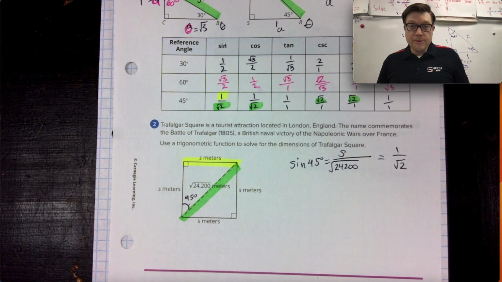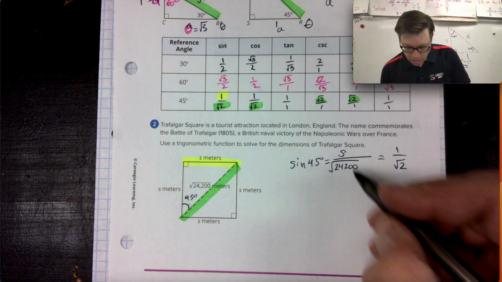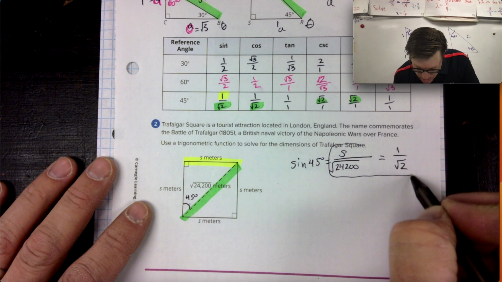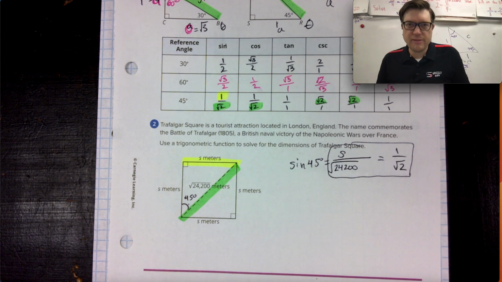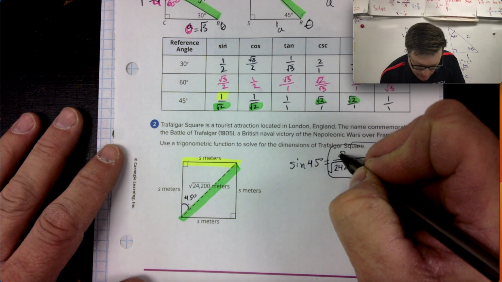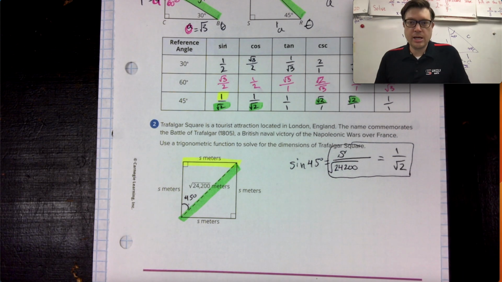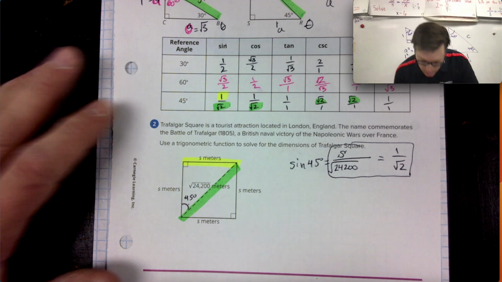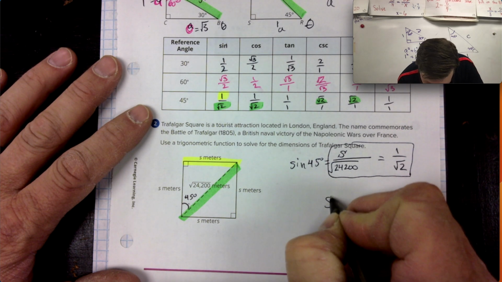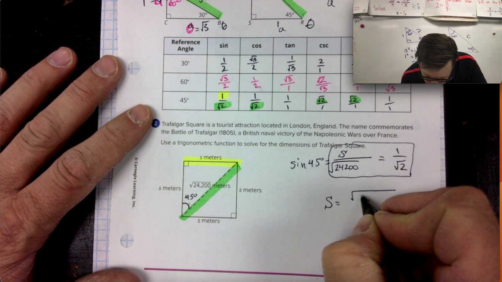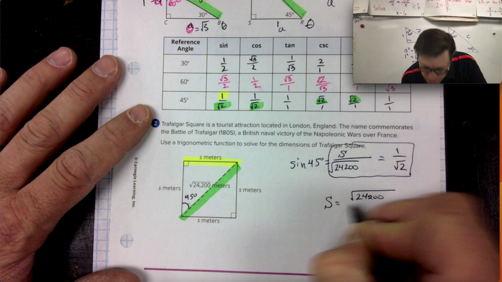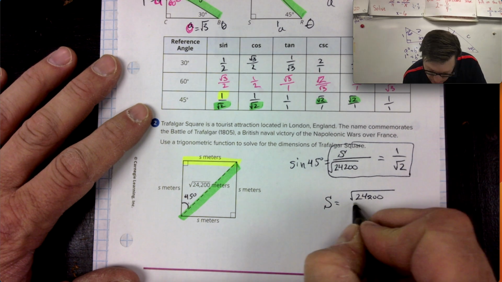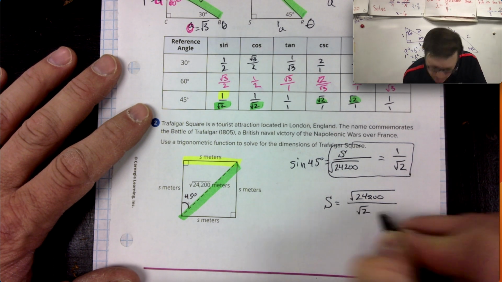So to solve for S, the side of the square, we just need to solve this proportion to figure out the value of S. By the way, it is S. Sometimes I add little feet and a head on the S to make it look more like an S than a 5. Multiply both sides by the square root of 24,200. So S will equal the square root of 24,200 divided by the square root of 2.